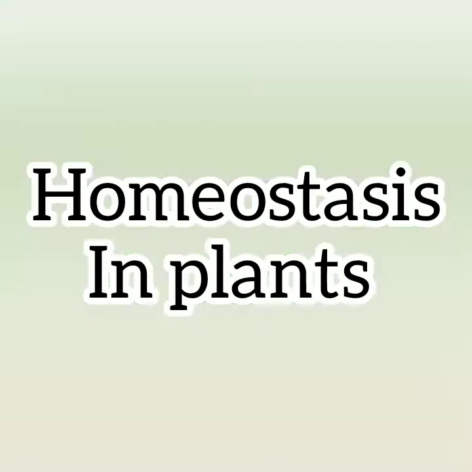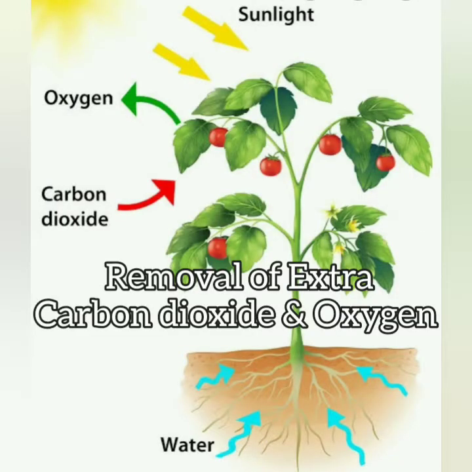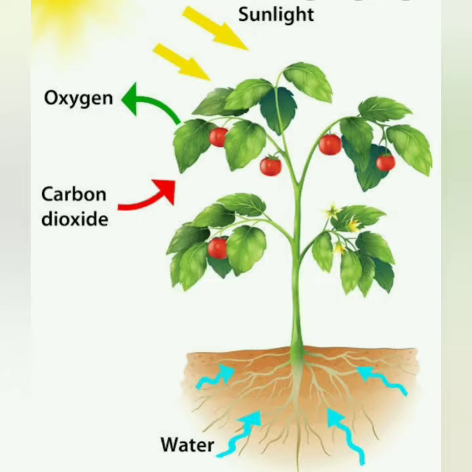Homeostasis in plants. In daytime, the carbon dioxide produced during cellular respiration is utilized in photosynthesis, and hence it is not a waste product. At night, it is surplus because there is no utilization of carbon dioxide. It is removed from the tissue cells by diffusion. In leaves and young stems, carbon dioxide escapes out through stomata.